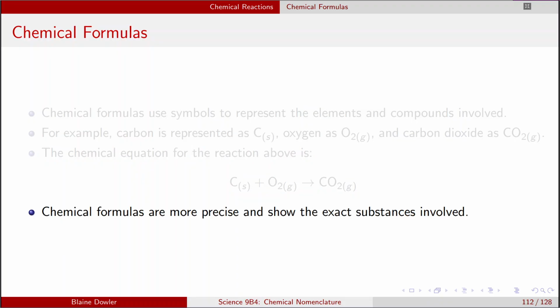Chemical formulas are more precise and show the exact substances involved. Yes, carbon is exact, oxygen is exact, carbon dioxide is exact. In more complicated reactions, we need to know things like balancing charges, coefficients, and some of that is easier to get with the math. Plus, it just takes up a lot less space on the page. It's less to write.